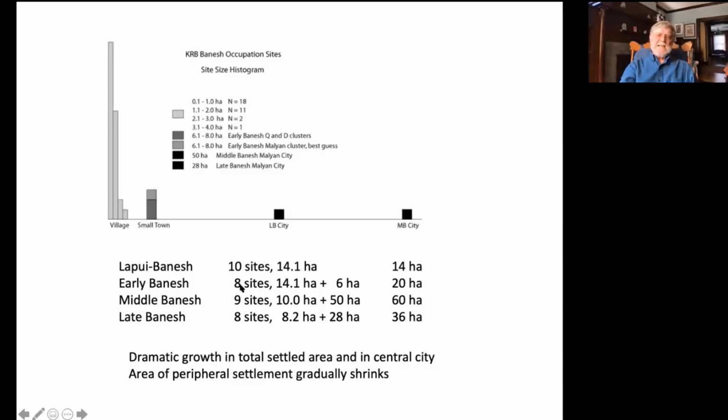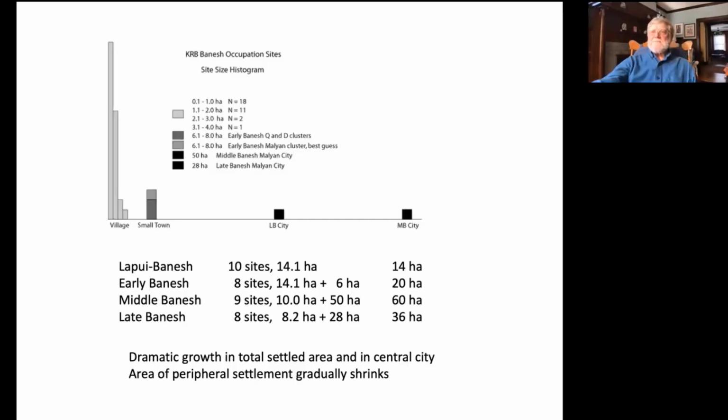Early Banesh, you have 8 sites covering 14 hectares, plus a 6-hectare center at Malian. Middle Banesh, and this is again my old data, you have 10 hectares of peripheral settlement and a central settlement that's, we now think, about 70 hectares in size. And in late Banesh, you have even fewer peripheral sites, even smaller peripheral sites, and a city that's probably around, according to new estimates, 50 hectares.